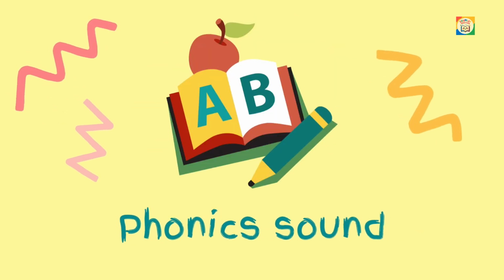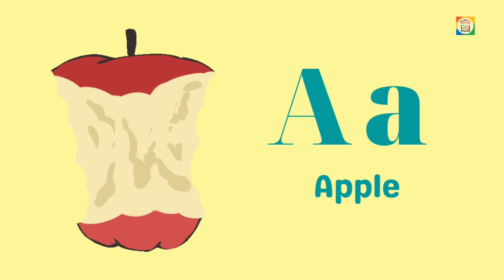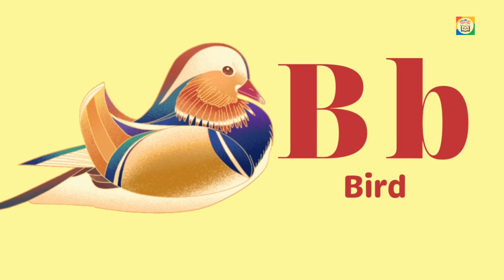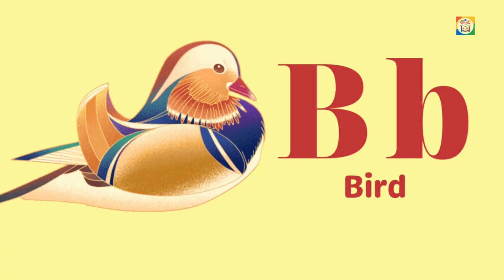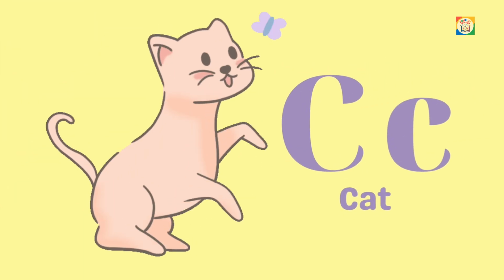Today we will learn phonics sound. So let's start. A is for apple. A, apple. B is for bird. B, b, bird. C is for cat. K, cat.